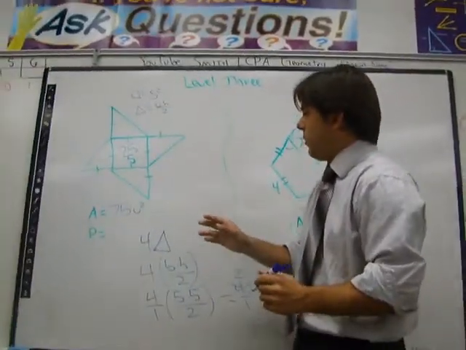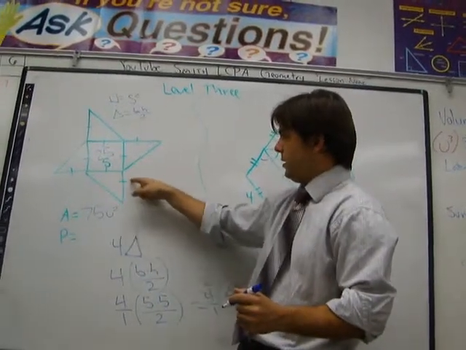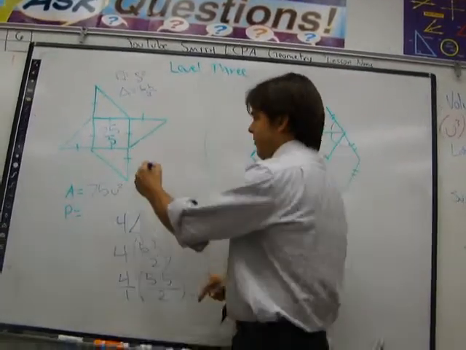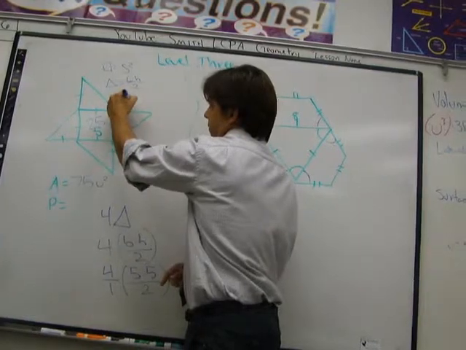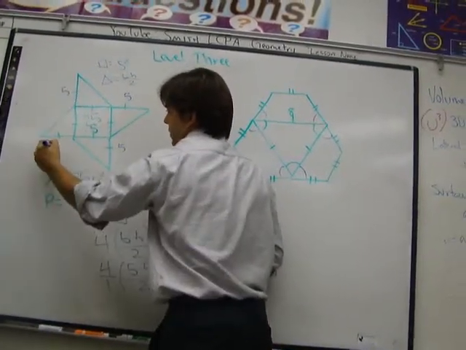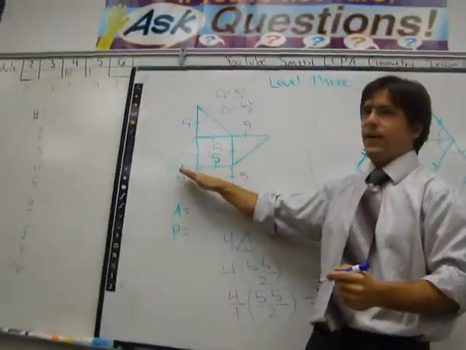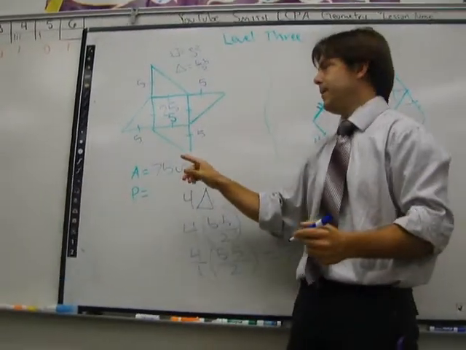Okay, now we got to do the perimeter. The perimeter here might be a little hard. How long is this? 5. 5, right? And this? 5. And this? 5. And this? 5. And it'd be nice if this was 5 too. Is it? No. It's not.